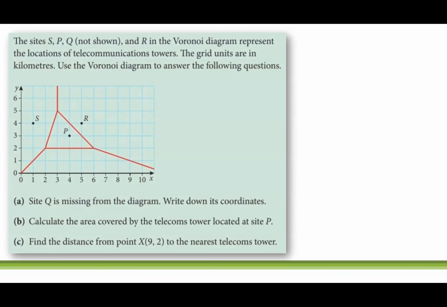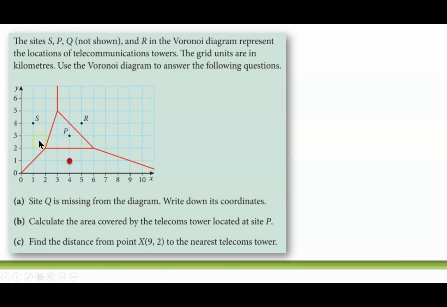Okay, now one more little question here. It says sites S, P, Q (Q is not shown), and R in the Voronoi diagram represent locations of telecommunications towers. Grid units are kilometers, so every time you see numbers differing by 1, that means 1 kilometer. Site Q is missing. Write down the coordinates. Well, Q must be in this unnamed cell over here. Since there's this red line here, it must be the perpendicular bisector between Q, the missing point, and P. So I would say that Q must be at the point 4, 1, to balance off against point P.